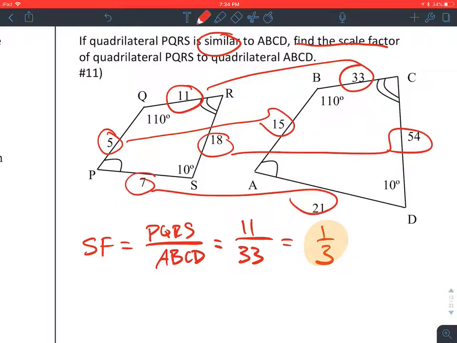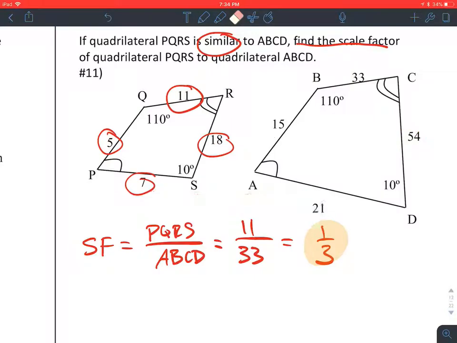18 and 54 reduces to 1/3. 7 and 21 reduces to 1/3. So no matter which pair of corresponding sides you pick, they all reduce to 1/3. 11, or a number from the first figure, has to go on top because it names that first in the scale factor sentence.